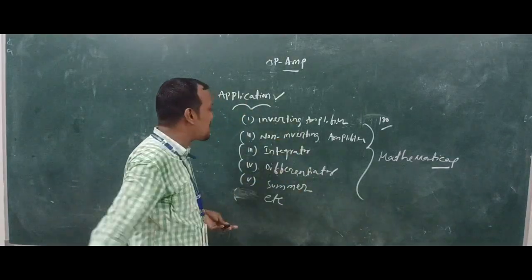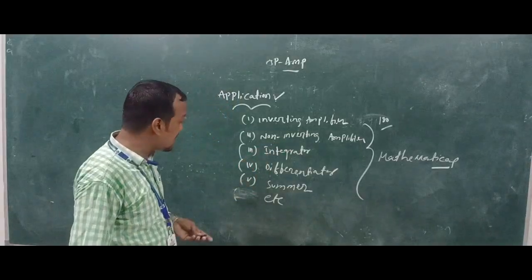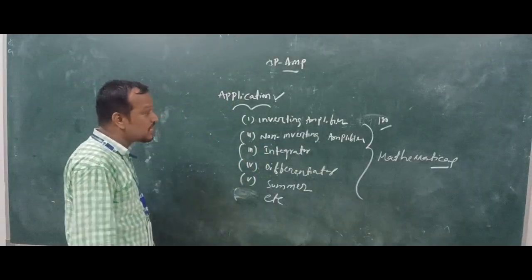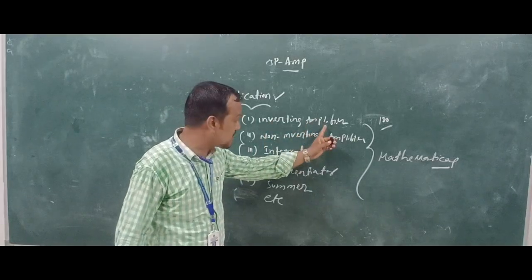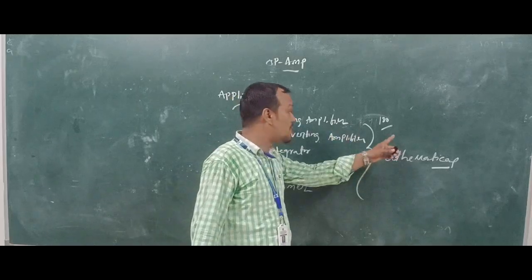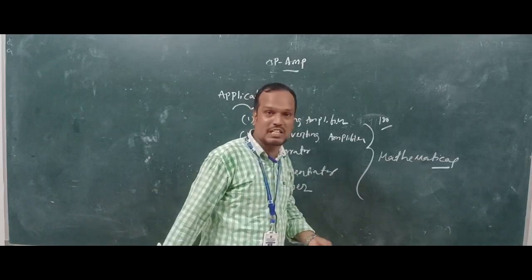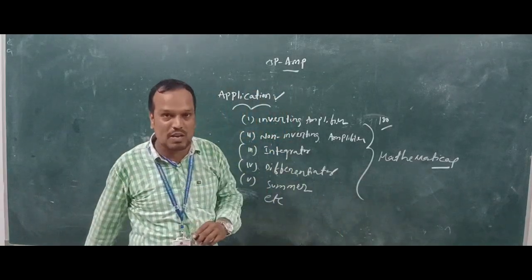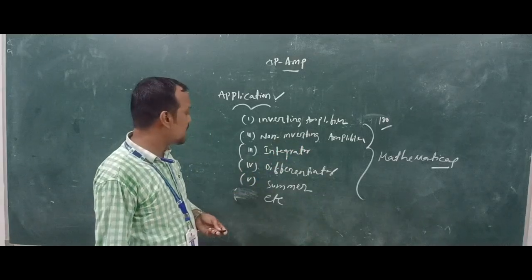So these are the applications of the op-amp: inverting, non-inverting, integrator, differentiator, summer, etc. In the next videos I will tell you one by one what inverting is, what its block diagram and schematic diagram are, what its mathematical derivation is, how to solve it, how the phase shift works, which terminal is connected to ground, and which terminal is connected to the supply voltage. I will tell you the details. Like that, non-inverting, integrator, differentiator, summer, etc.